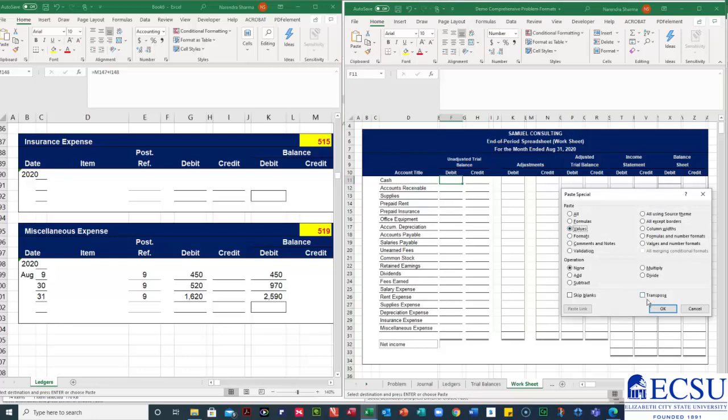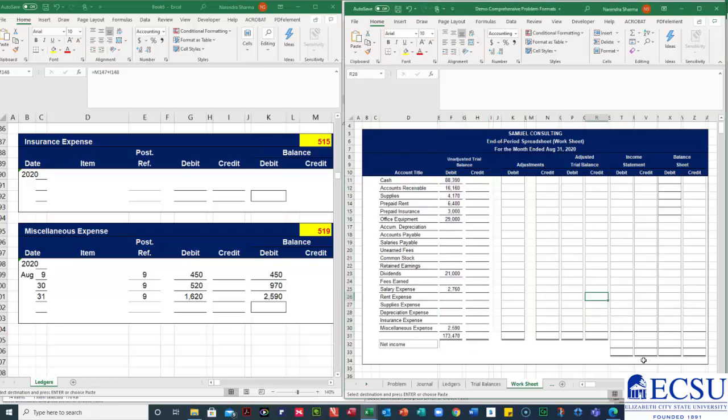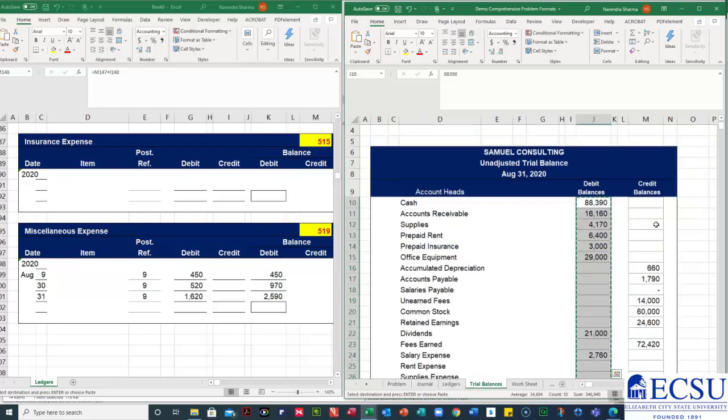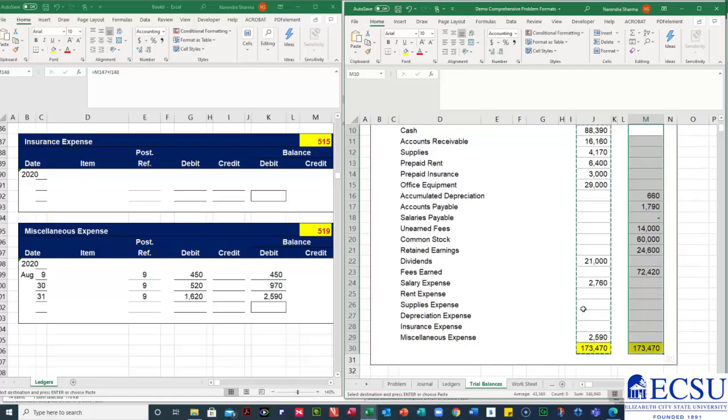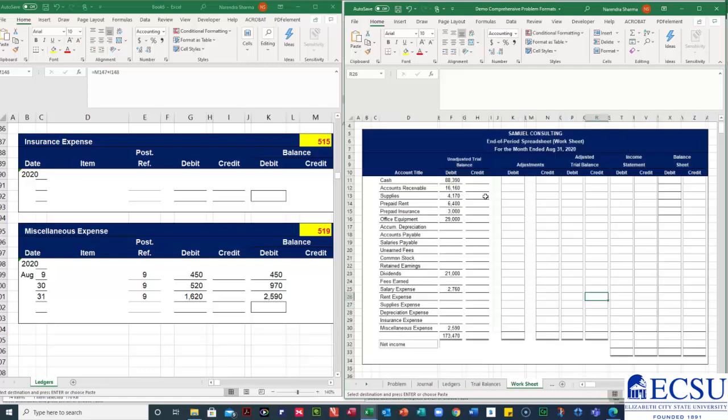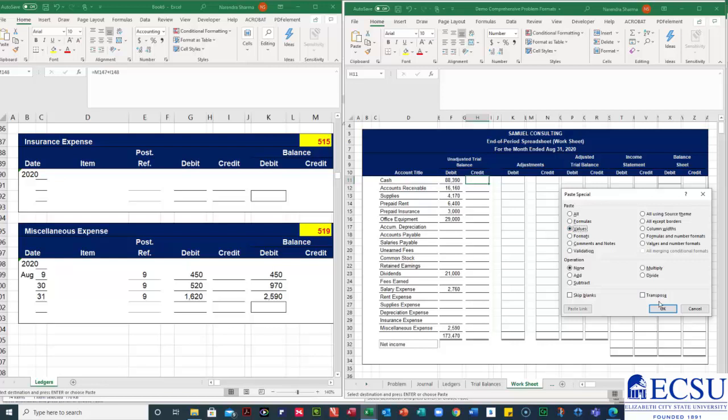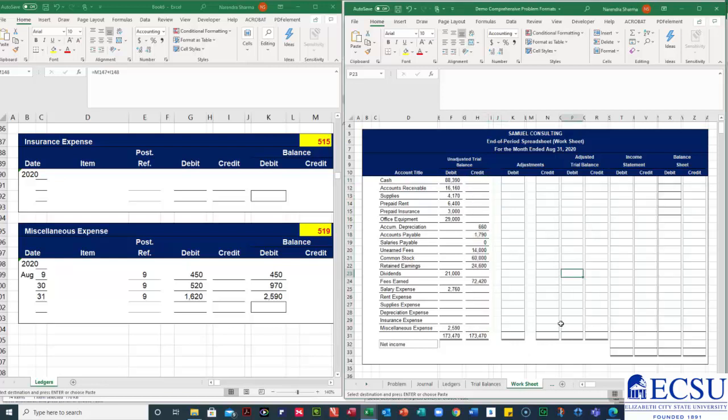So I'll not paste everything, just the values. Okay. Now do the same thing for this one here. You can do that only if you have already typed out the same material in the worksheet as well. That's what we do. Type out the entire trial balance here on the worksheet. So now I can move on to the rest of the things when I am doing the worksheet.